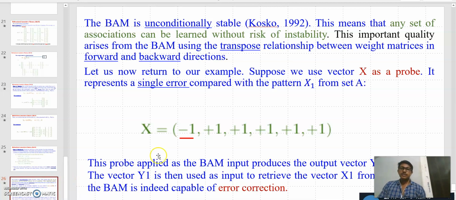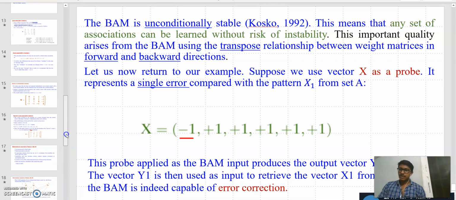Let us now return to our example. Suppose we use vector X as a probe. It represents a single error compared with the pattern X1 from set A. This probe applied as a BAM input produces the output vector Y1 from set B. This vector Y1 is then used as an input to retrieve the vector X1 from set A. Thus the BAM is indeed capable of error correction.